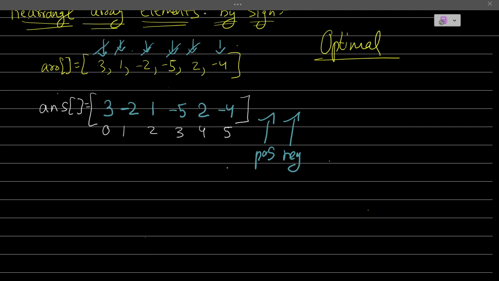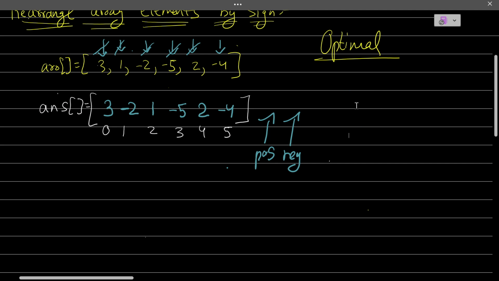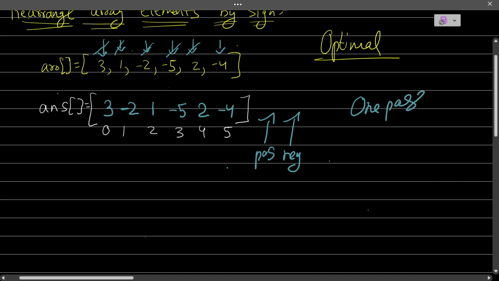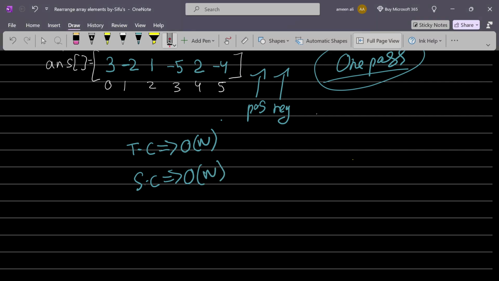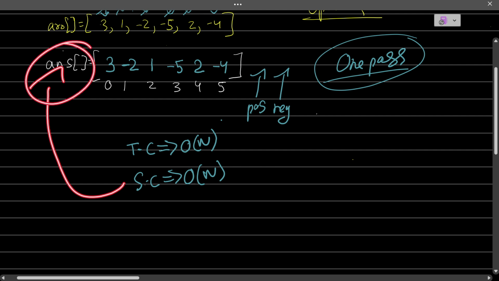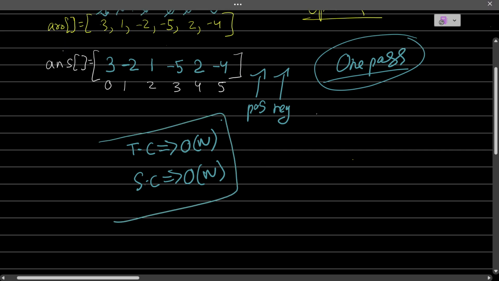Okay, so let us try to analyze the time complexity for this. Since we are doing a single pass here, we are using one pass to rearrange the elements, right? So the time complexity that comes here is big O of n, and the space complexity is big O of n, because we need to return the answer, right? For that, the space complexity will be big O of n. The time complexity will be big O of n for the optimal solution.